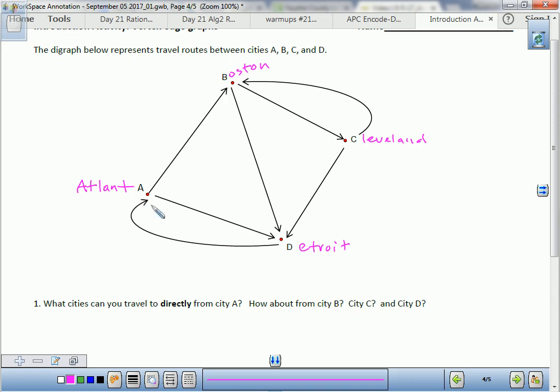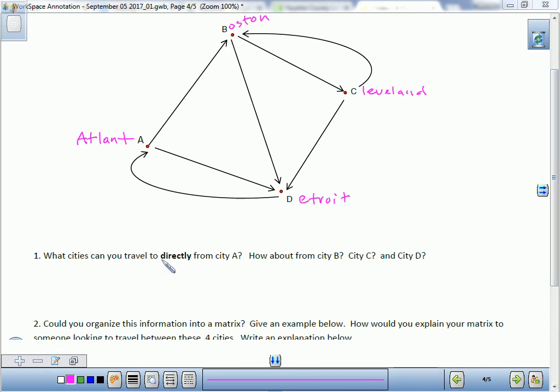So this graph could represent flying. What this looks like is we can fly directly from Atlanta to Boston. But to get to Cleveland, we can't fly directly there. We would have to fly through Boston, a layover, and then go to Cleveland. Okay, I know that technically this is not the way it would work. We randomly picked some city names.